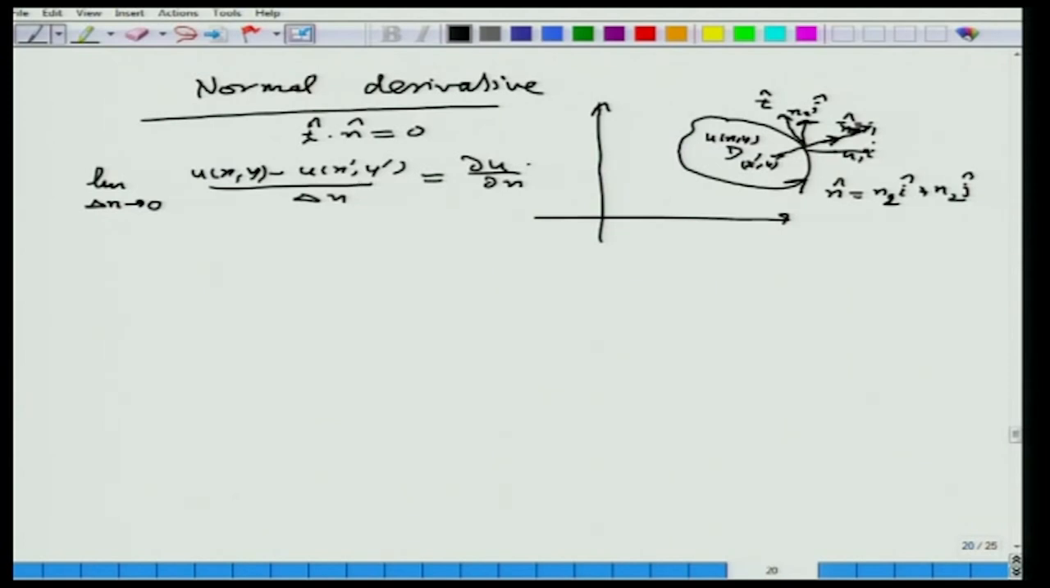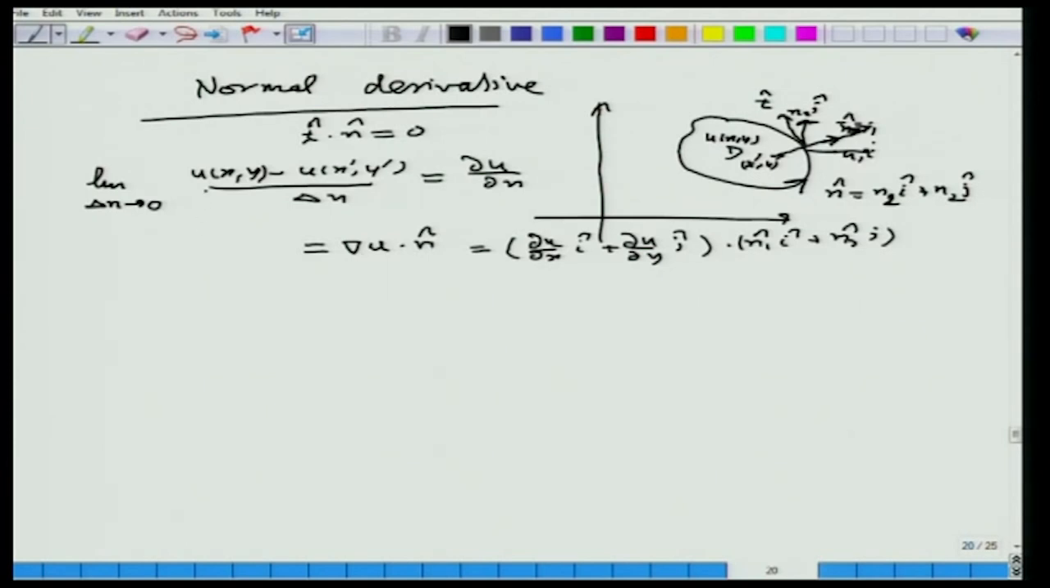Now, this can be seen: this will be equal to the gradient of u dot n cap, where n cap is the outward unit normal. Here the gradient is del u by del x i plus del u by del y j, and you have the normal n1 cap i plus n2 cap j. So, this gives you a convenient way of finding the normal derivative instead of using the definition. We just take the gradient of u and then take the dot product with the outward unit normal, and that is what gives you the normal derivative along the outward normal.